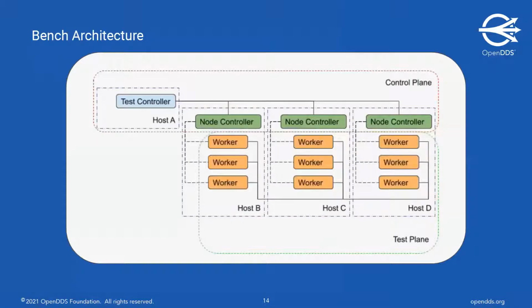For those who like visuals, here's a diagram of one potential test execution environment. Here you can see there are four different machines, A, B, C, and D. B, C, and D are all running instances of the node controller, and each node controller has spawned three worker processes. The worker processes are all talking to each other on the DDS test plane, while the node controllers are all talking to the test controller running on host A via the control plane.